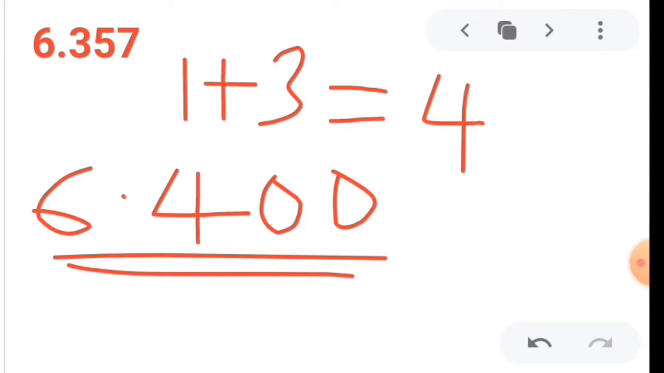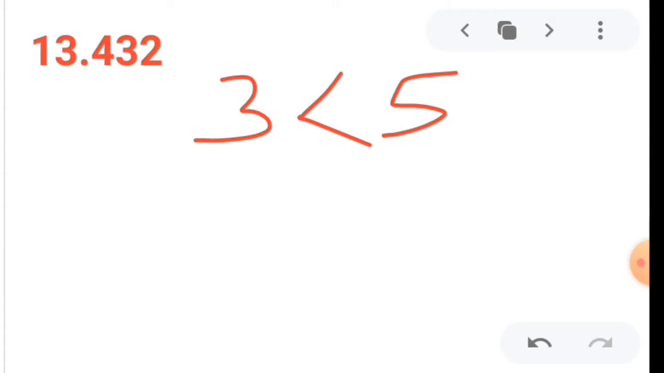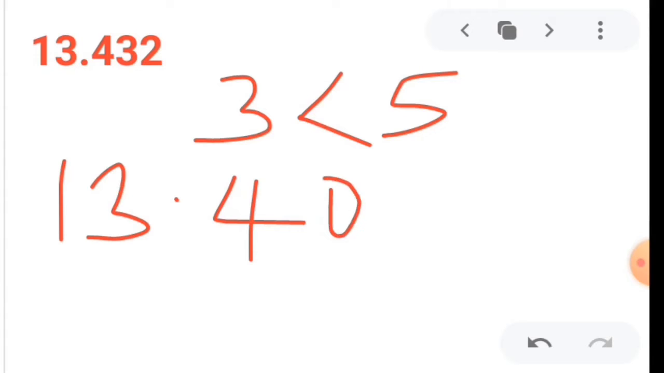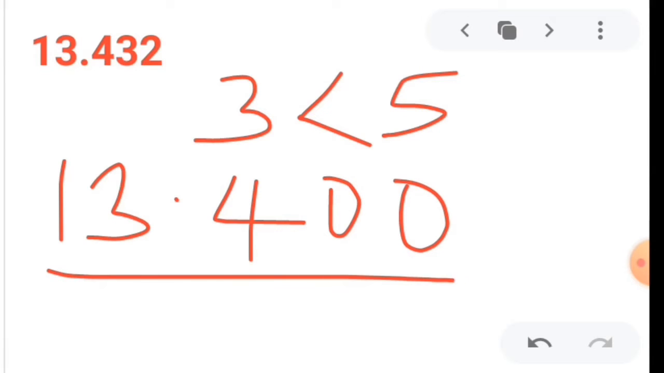Let us see another example. 13.432. We want to round up or round down. The first decimal place is 4, which is immediately after the decimal point, and the number after 4 is 3. Now 3 is less than 5. Because 3 is less than 5, we round down and we have 13.400, and we have rounded down. I know it's very, very easy.